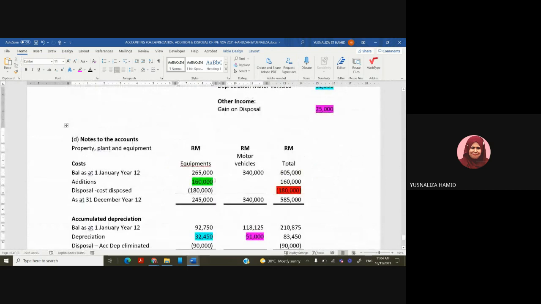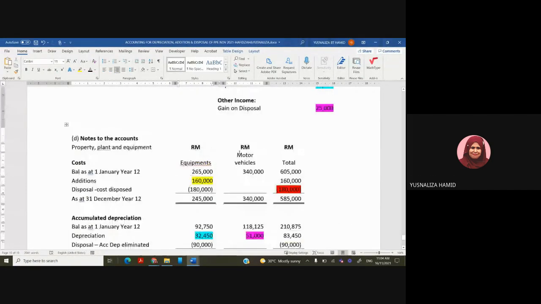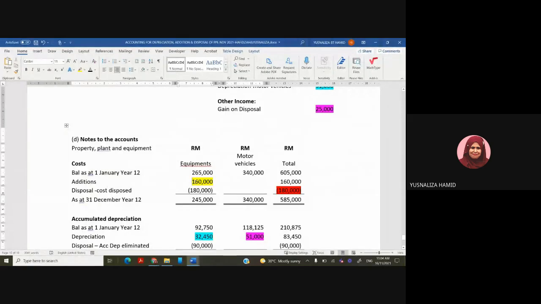Okay, I use this one for equipment. I was using yellow, if I'm not mistaken. Right? And so you would see that there is an addition in the equipment section, as well as some disposal. So there was some disposal of equipment, right? That was 180,000. The equipment that you add is in this color, I think, not that one. This one, right? And the one that you dispose is 180,000.